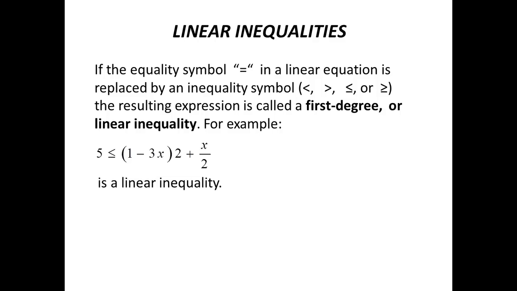If the equality symbol is replaced by one of the four symbols, strictly less than, strictly greater than, less than or equal to, or greater than or equal to, the resulting expression is called a first-degree or linear inequality. An example of this: 5 ≤ (1 - 3x)(2 + x)/2 is referred to as a linear inequality.